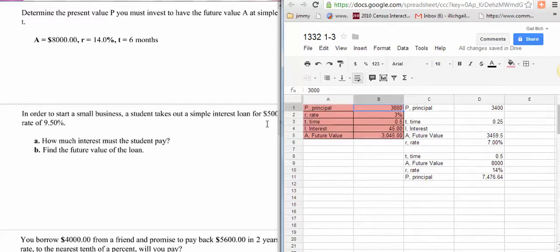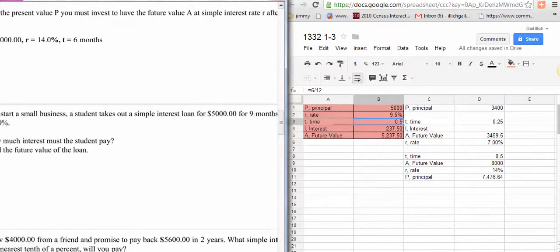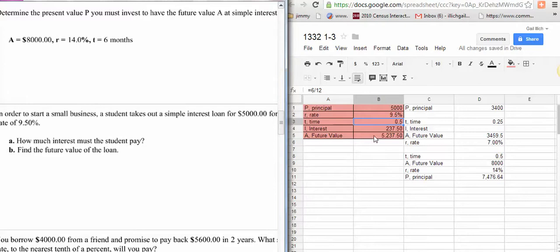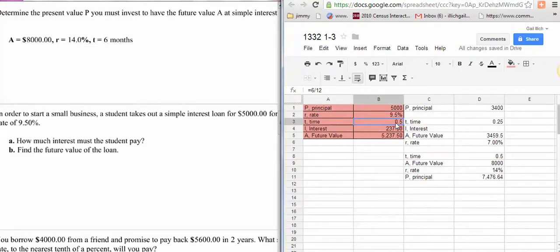So principal is $5,000. The interest rate is 9.5%. I'm just typing that in. Now the time, what was the time on this problem? 9 months. So what do I do? Over here, I do equals, and then 9 divided by 12, and hit enter.